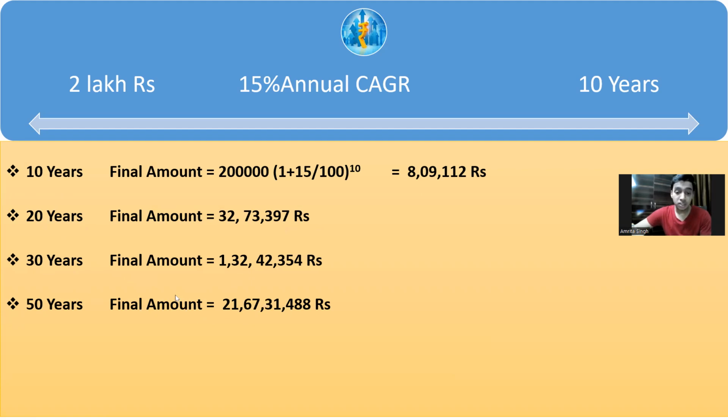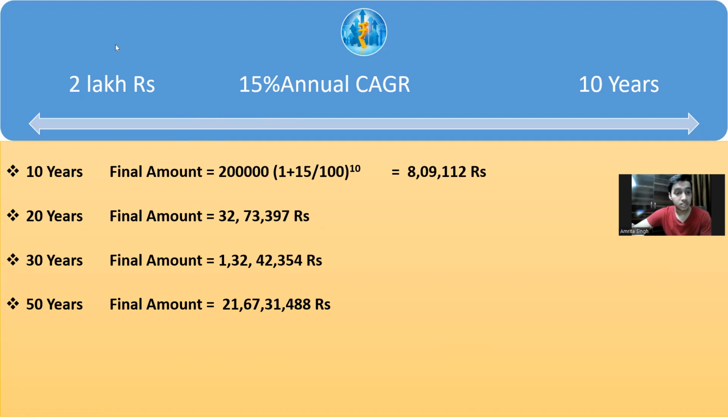So this is the power of compounding. This is how compounding works. This is how compound interest works. This is how CAGR works. Like, if you have just invested this small amount of money and you are getting 15%. 15% is really an average CAGR that a stock and company can give. So 15%, it is very sure.